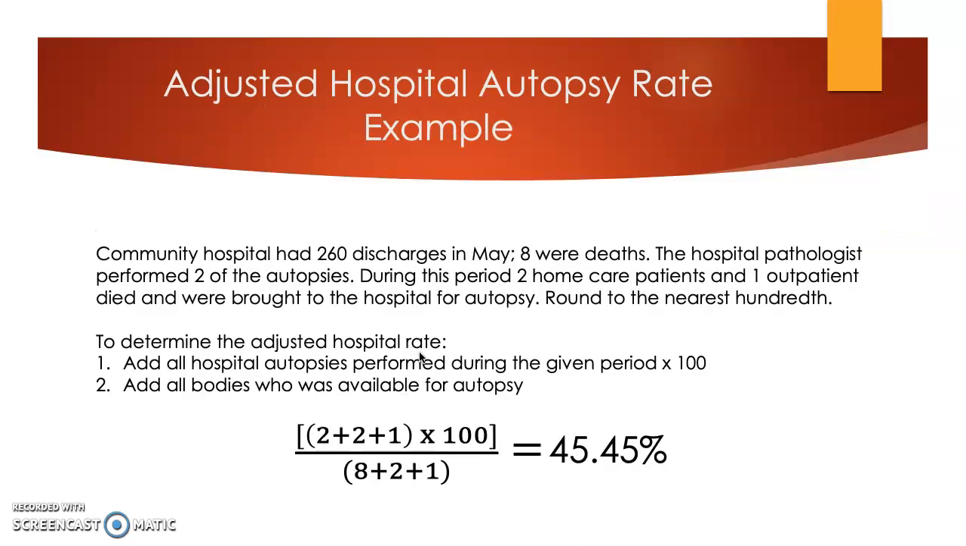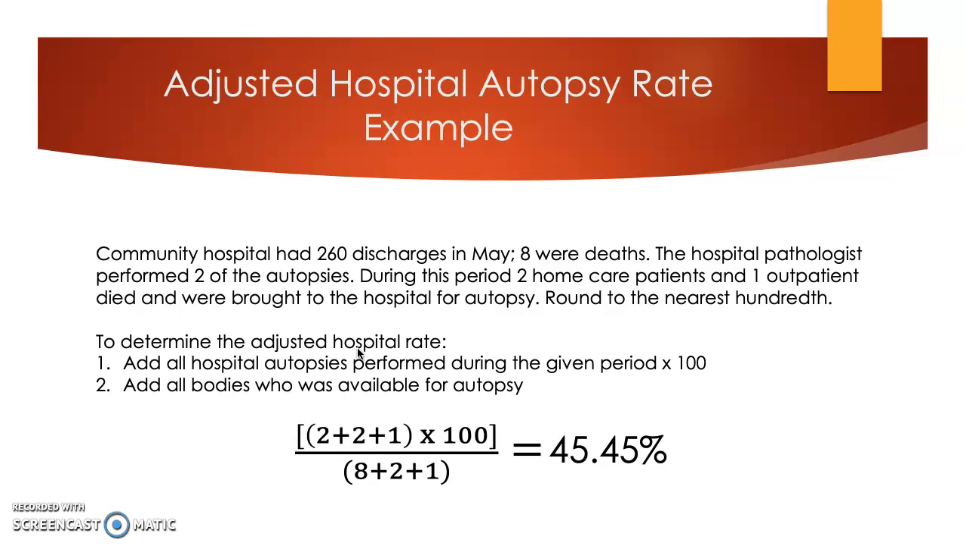And our example is the following. Community Hospital had 260 discharges in May. 8 were deaths. The hospital pathologist performed 2 of the autopsies, and during this period, 2 home care patients and 1 outpatient died and were brought to the hospital for autopsy. Calculate the adjusted hospital autopsy rate and round to the nearest hundredth.